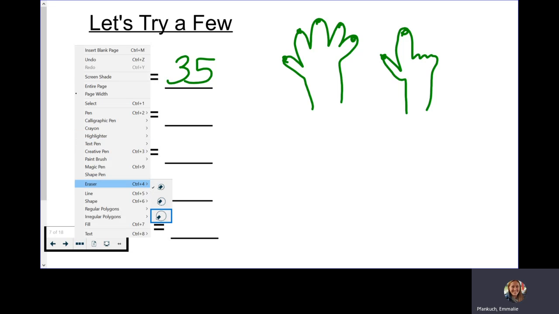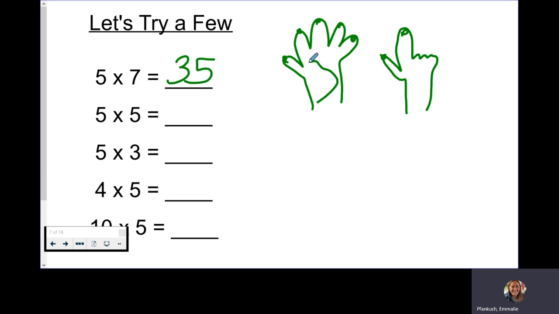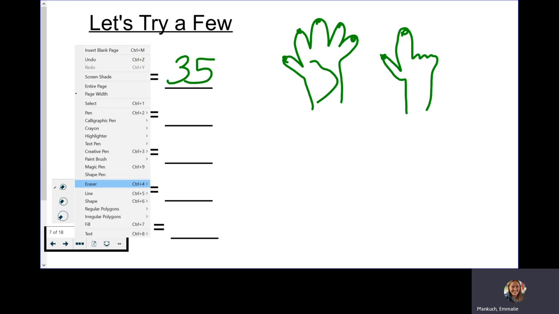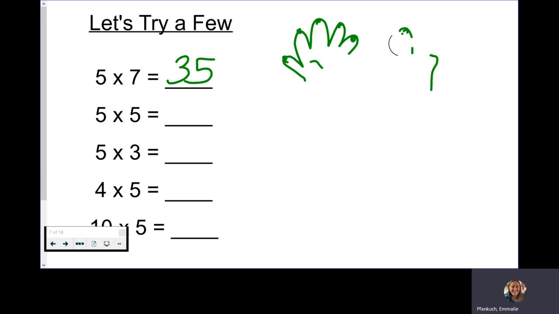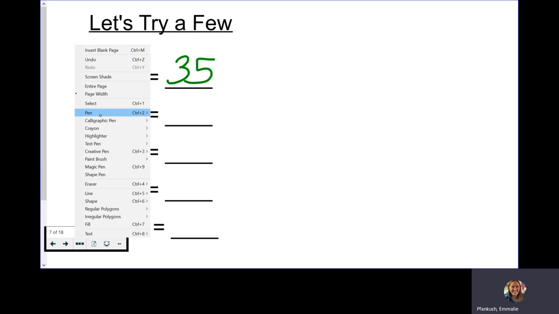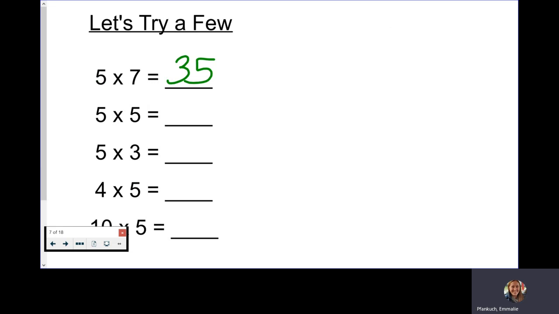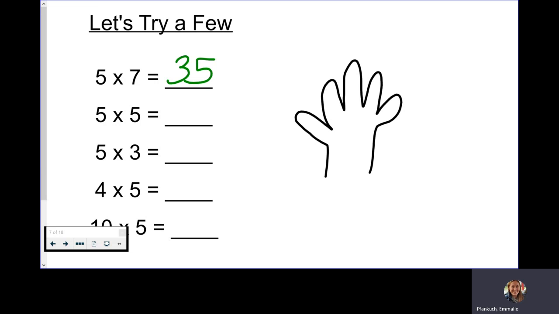The next problem we have is 5 times 5. For this one, I might use my fingers again, and this time put up 5 fingers. 1, 2, 3, 4, 5. Now I'm going to count by 5s. 5, 10, 15, 20, 25. 5 times 5 is 25.